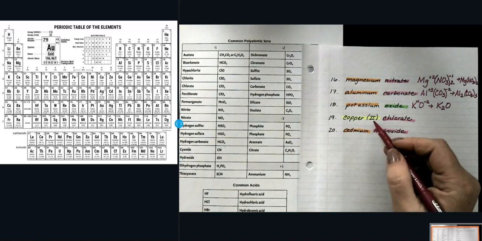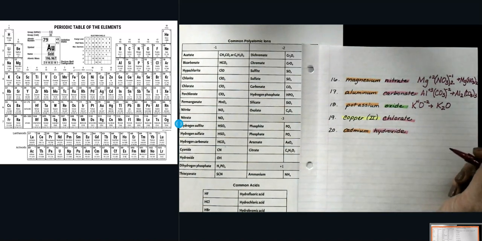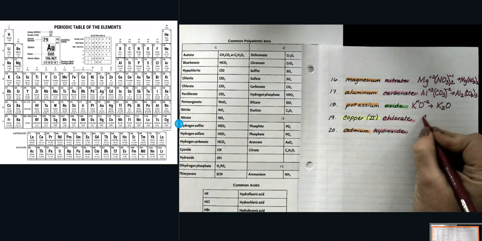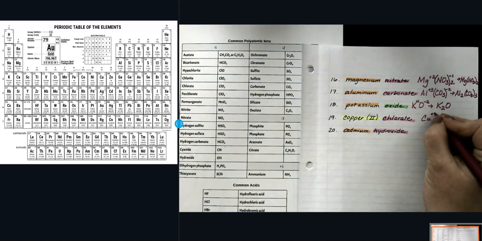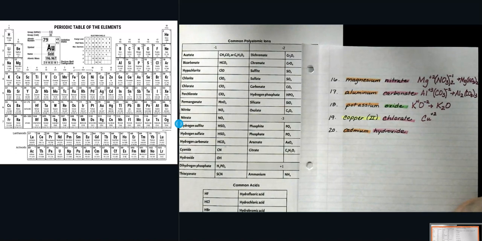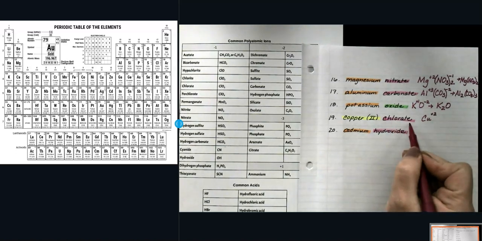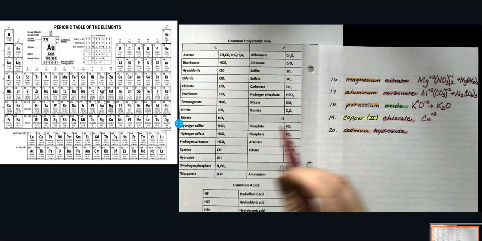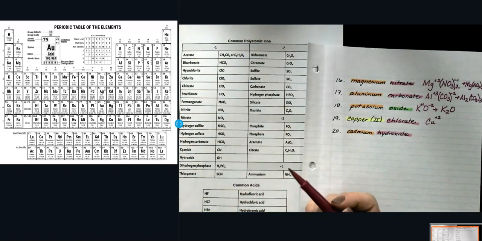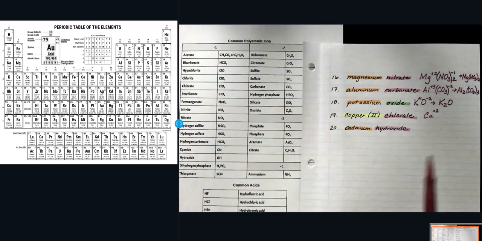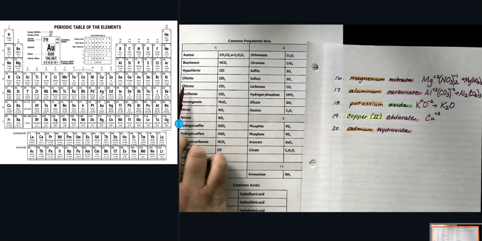Next I have my copper 2. That Roman numeral 2, remember, tells me it's a transition metal. So copper is Cu, and that Roman numeral tells me it has a charge of +2. Chlorate has that ate ending. That tells me to look on the polyatomic ion chart. And if it seems overwhelming, it's going to get easier because you're going to use these more and more and more. So we're going to look for chlorate, and I see it over here.